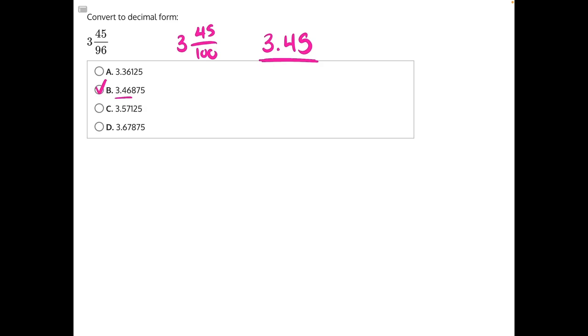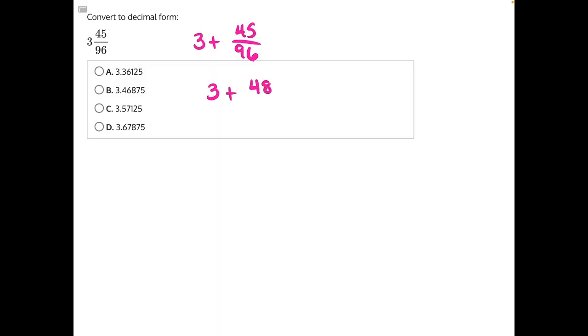But let's say you don't do estimation. What other ways could we solve this question? You could also notice that 45 is really close to being half of 96. So if we split this fraction up into 3 plus 45 over 96, and then we redistribute the numbers here to say 48 minus 3, because that's equivalent to 45. So we could create an equivalent fraction: 48 over 96 minus 3 over 96.